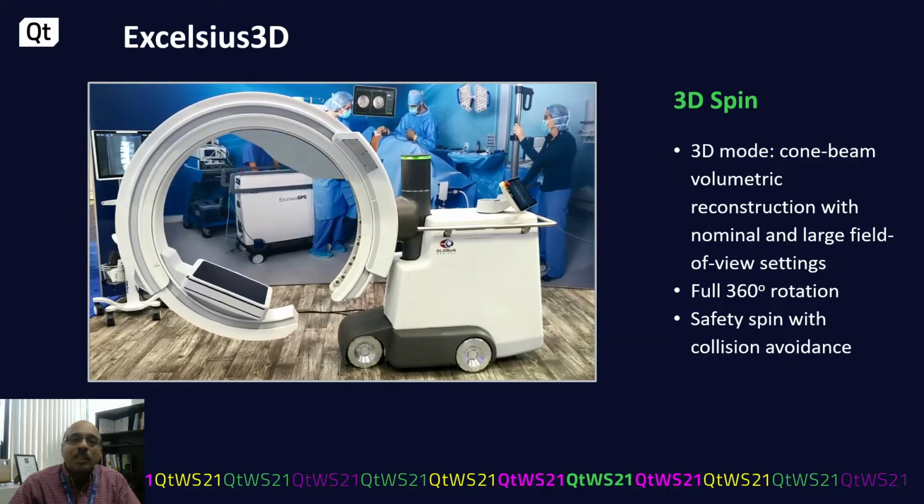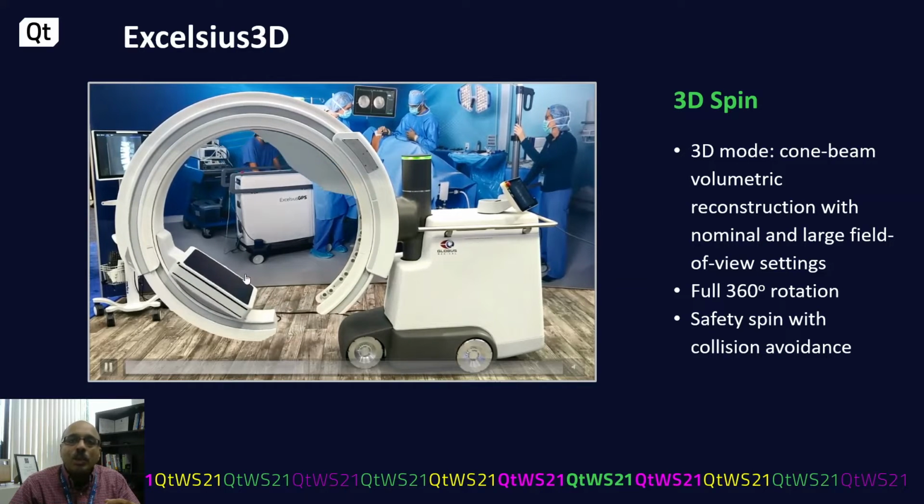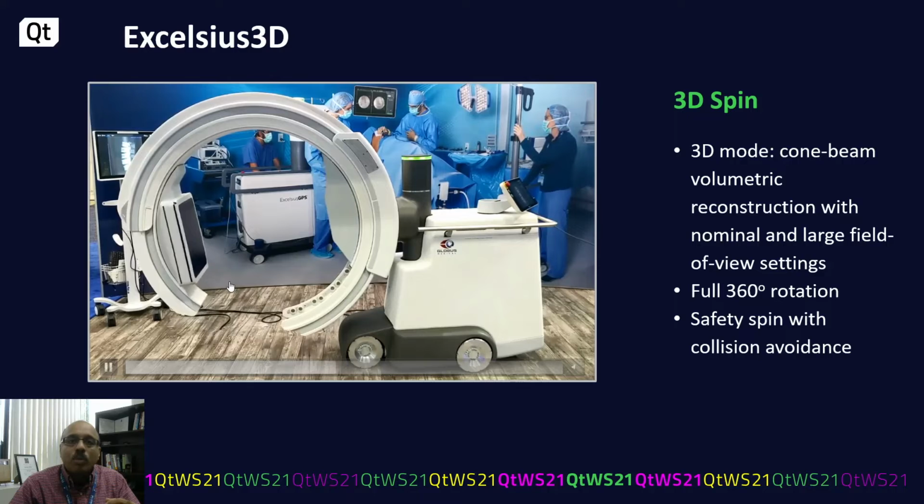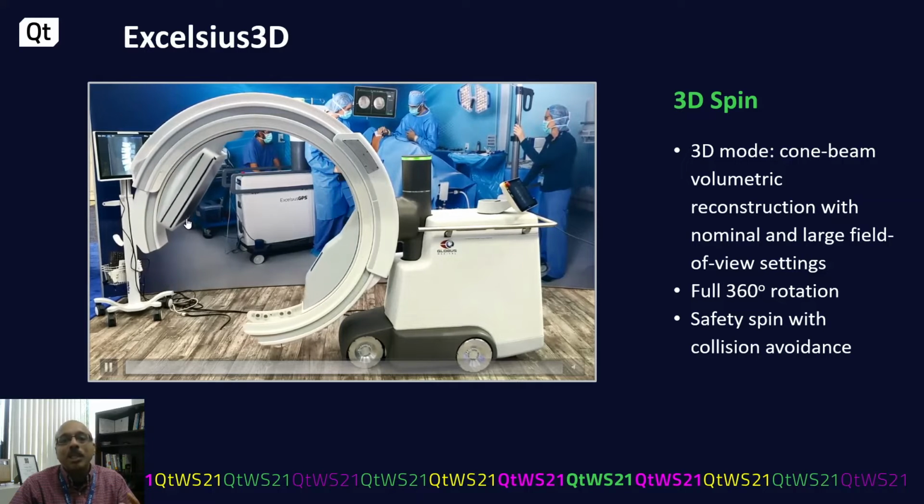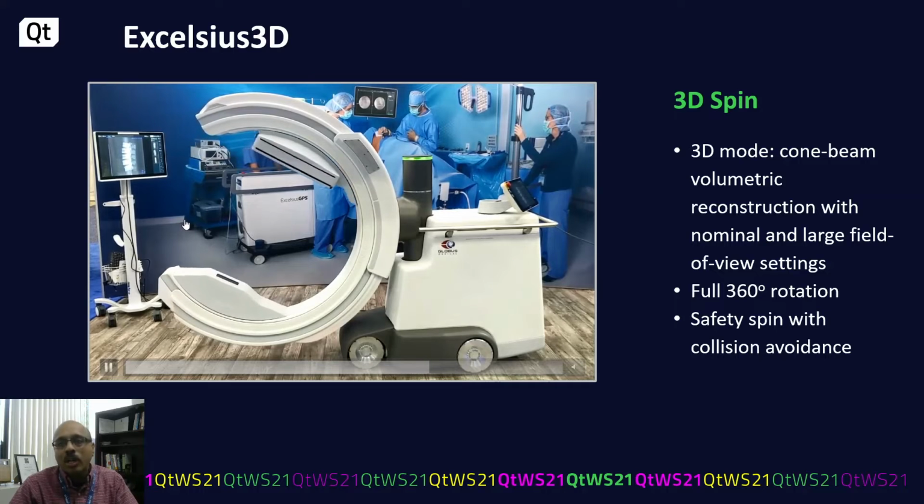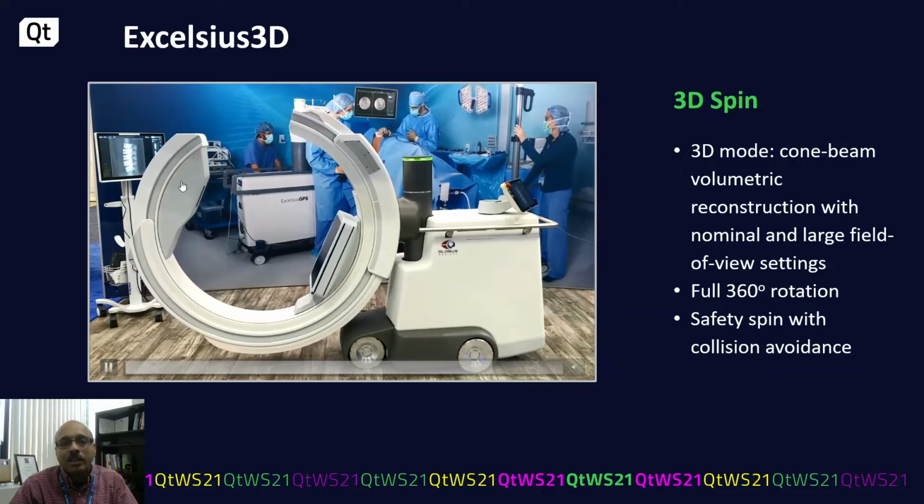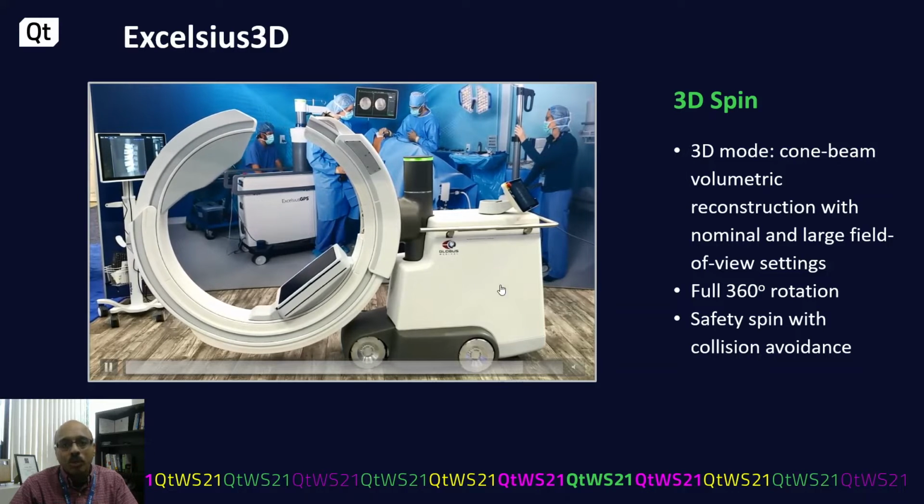Being a medical device, safety is almost at the top of our mind. And as you can see, as these two Cs move together, we want to make sure they don't hit something, either collide with the patient who may be under anesthesia or other OR equipment. So we have a collision avoidance system that is built right into these C-arm motions.